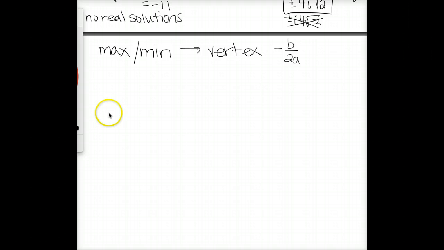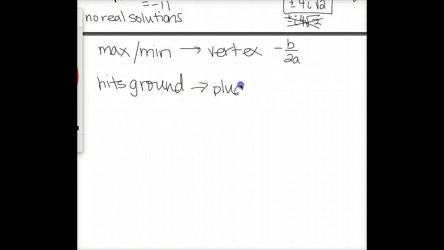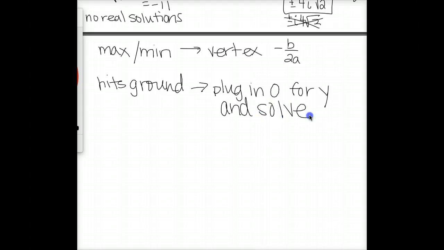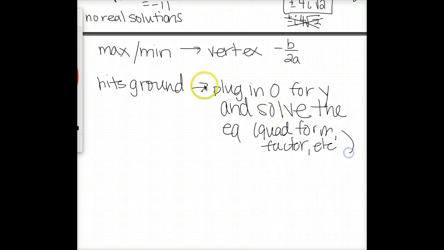If it asks you to find when something hits the ground, that means you plug in 0 for y, or in our case it would be for h, and solve. Because those values that you get are the zeros, which is exactly what your calculator finds for you. So you plug in 0 for y and you solve the equation. You could use the quadratic formula, you could factor, you could complete the square, all of those things.